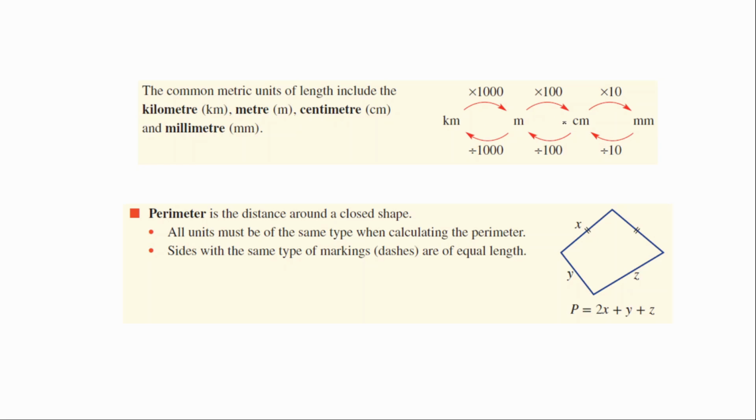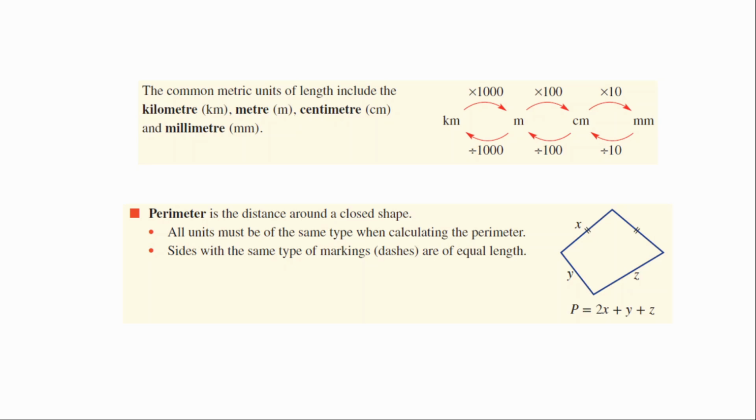To get from meters to centimeters, we'll multiply by 100 because there's 100 centimeters in 1 meter. And to get from centimeters to millimeters, we'll multiply by 10 because there's 10 millimeters in 1 centimeter. And we do exactly the opposite when we're going the other way. So just draw this out into our books.